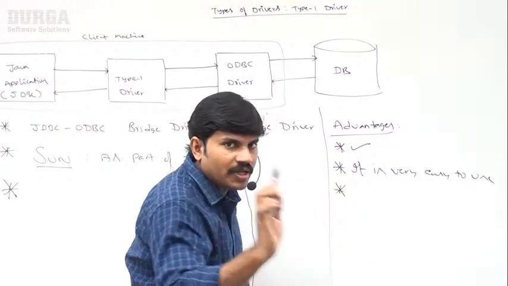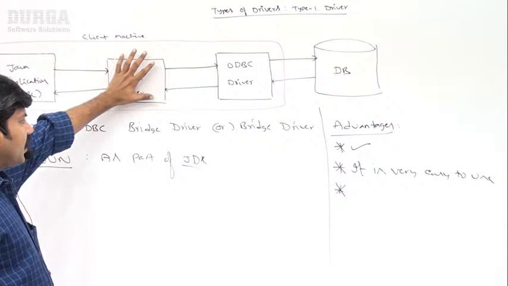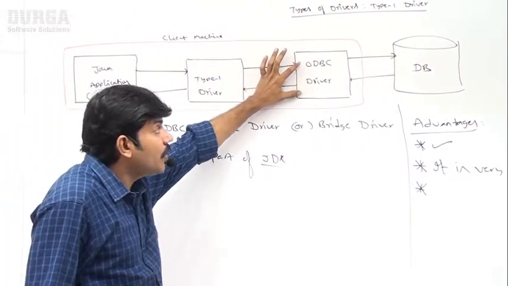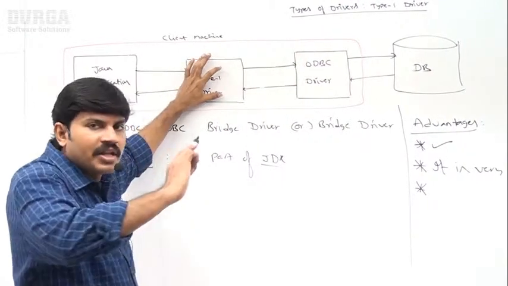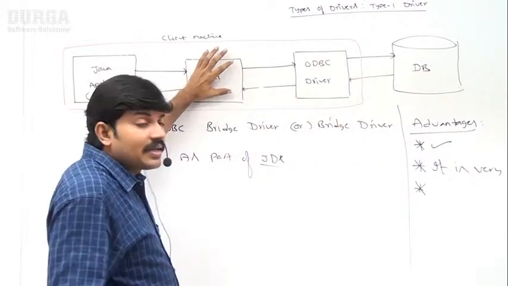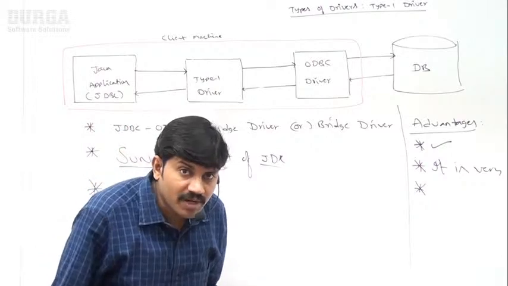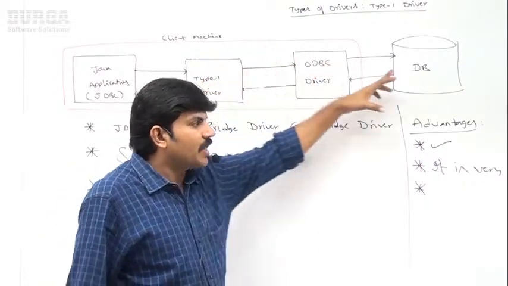Sir, the third important benefit of this type 1 driver: observe that the type 1 driver communicates with the database with the help of one ODBC driver. Correct, right? My type 1 driver never communicates with the database directly. That's why it is the database independent driver. Remember this one, the type 1 driver is the database independent driver because it is not communicating with the database.